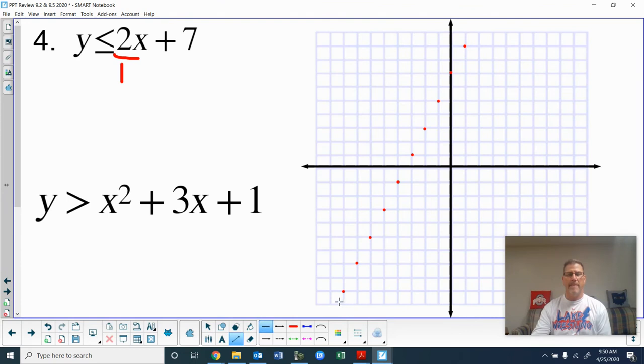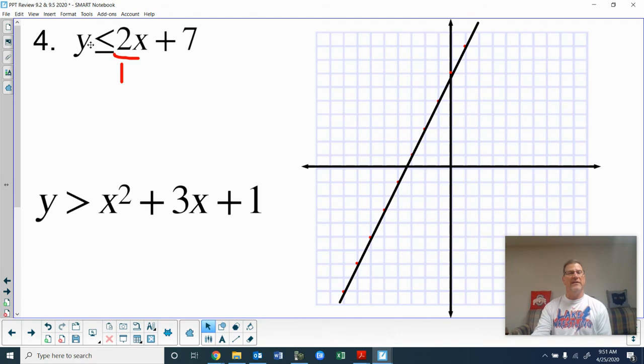Just make it like that. And we're going to go up. And it's solid because, and again, some of you forgot that, but we got the equal to. So this one would be a solid line. Where our parabola doesn't have the equal to, so it's going to be a dashed line.